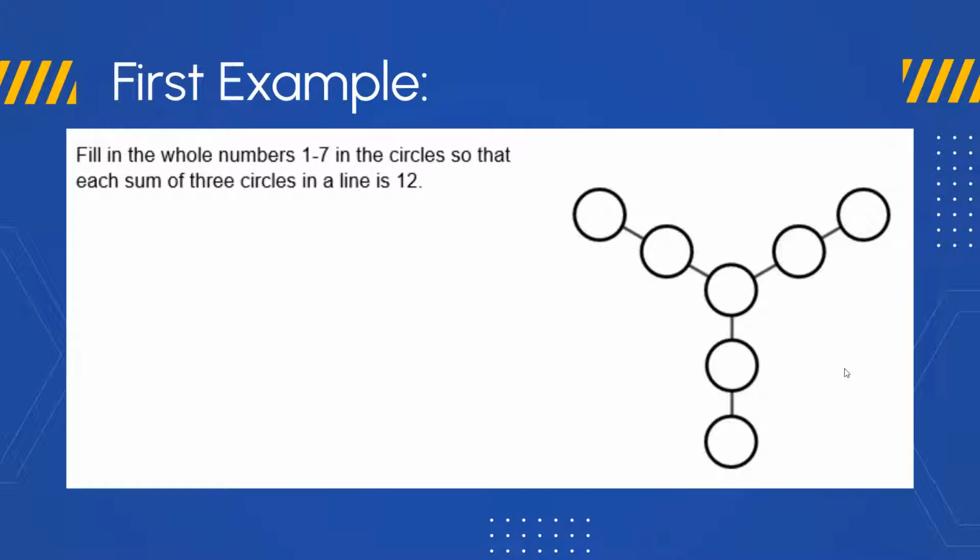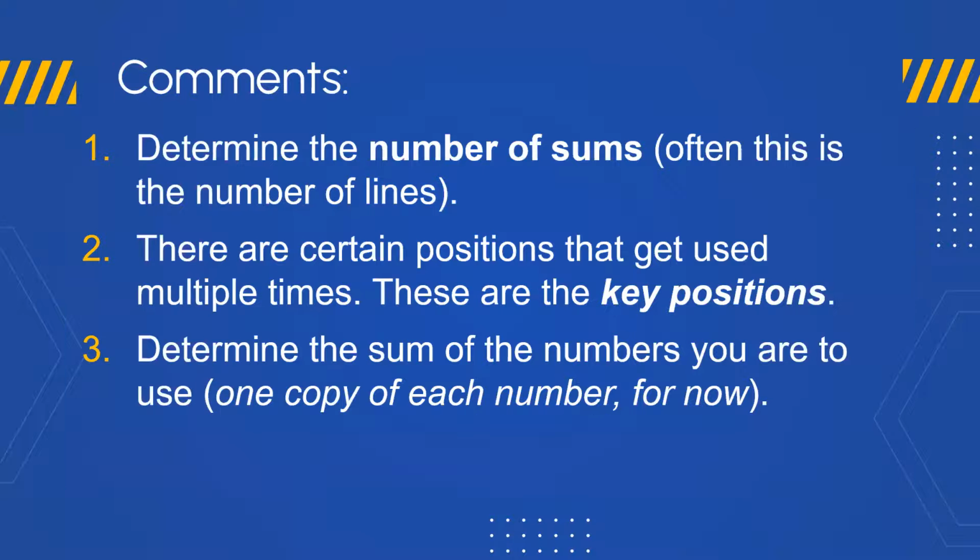Here's the first example that I'm going to be doing. Fill in the whole numbers 1 through 7 in the circles so that the sum of the 3 circles in a line is 12. I have a line here. These 3 will add to 12. These 3 will add to 12. And these 3 will add to 12. That's what we mean by a fill-in numbers problem. And these types of problems are very numerous and vary greatly. And so this strategy has a lot of applications.